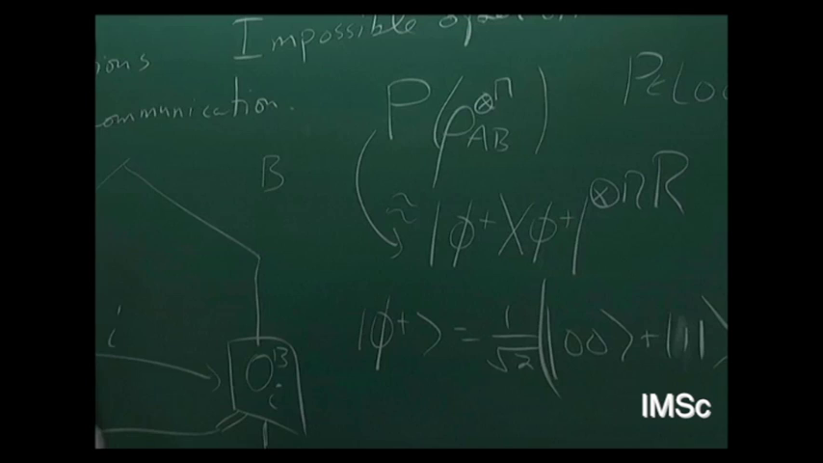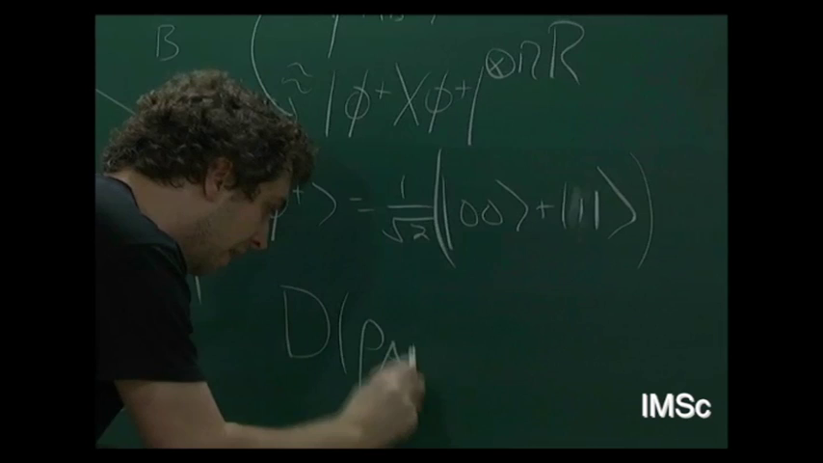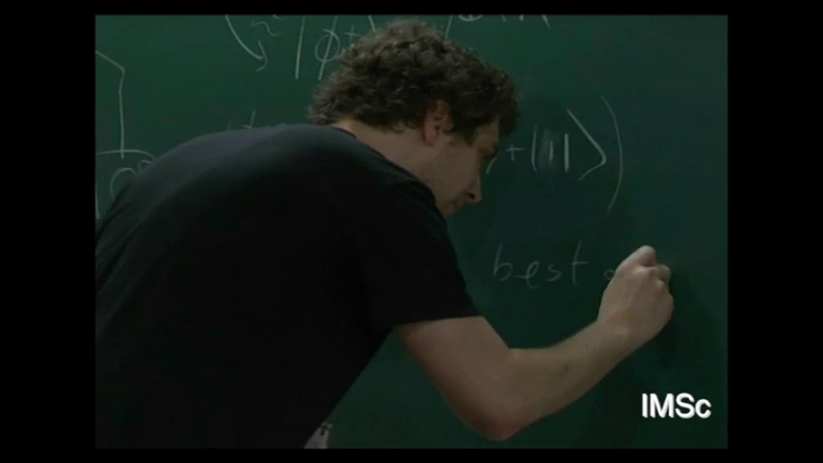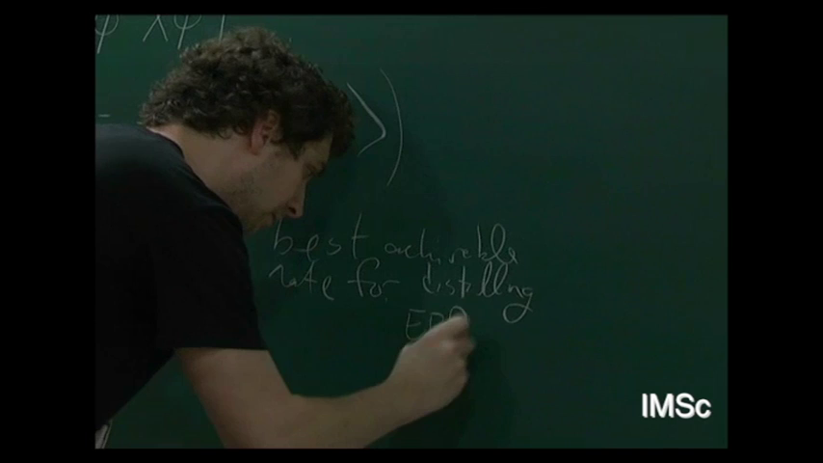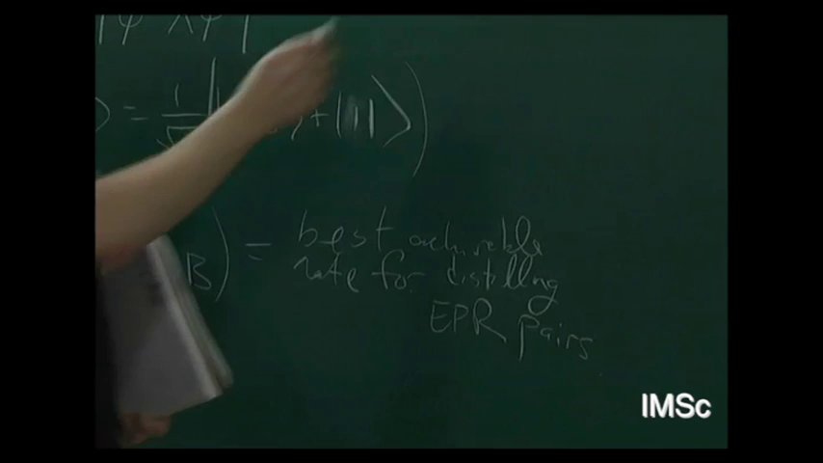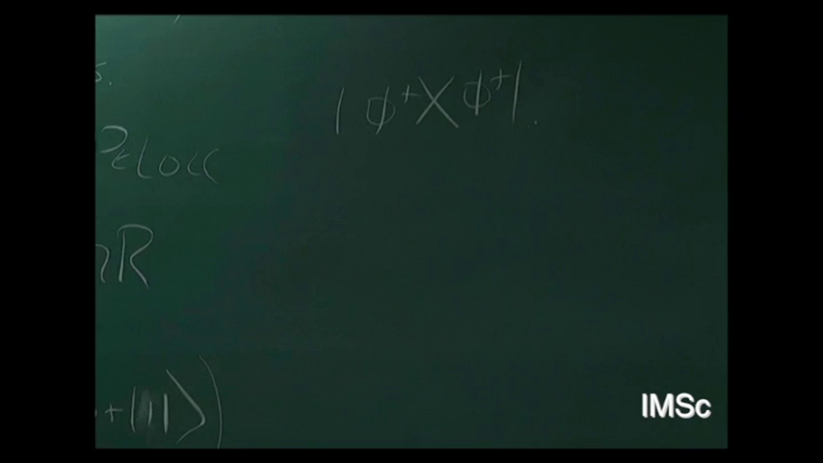Okay, so if there's such a protocol, we say this rate is achievable, and we call the best achievable rate for distillation of these EPR pairs from the state the distillable entanglement. Okay, so for a very simple example, let's say we have the state phi plus. We might wonder what the distillable entanglement of that state is. It's trivial to distill phi plus to phi plus, so the distillable entanglement of that is just 1.